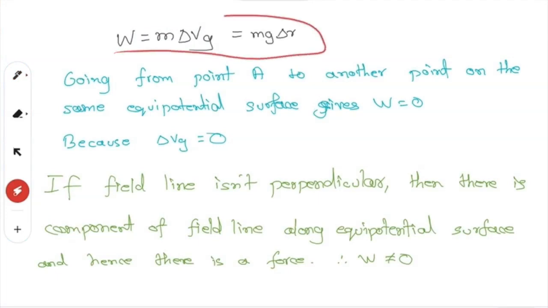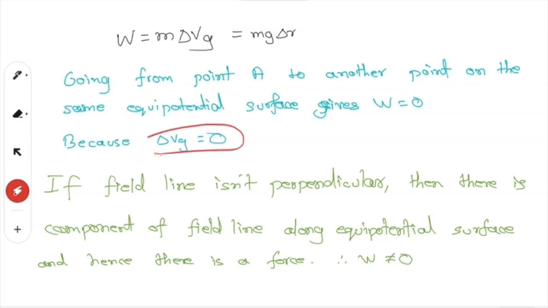So this is the formula for work done. Now, if we go from some point A to another point on the same equipotential surface, we know that the work done in moving that mass or charge from point A to point B should be 0. Why? Because the change in gravitational potential or the change in electric potential is equal to 0, since it's on the same equipotential surface. But now let's say there was a field line that wasn't perpendicular to the equipotential surface.